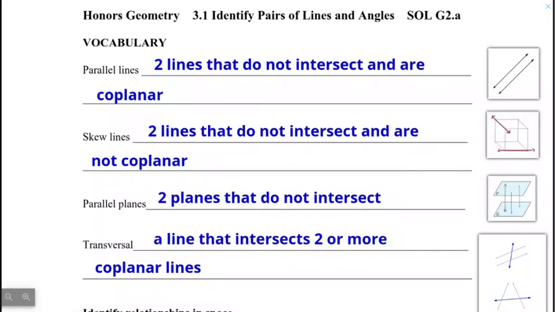In our lesson today, we're going to take a look at identifying different pairs of lines and angles. So some of these are going to be very familiar to you and others will kind of be brand new. So let's take a look. First of all, we have parallel lines, should be very familiar.